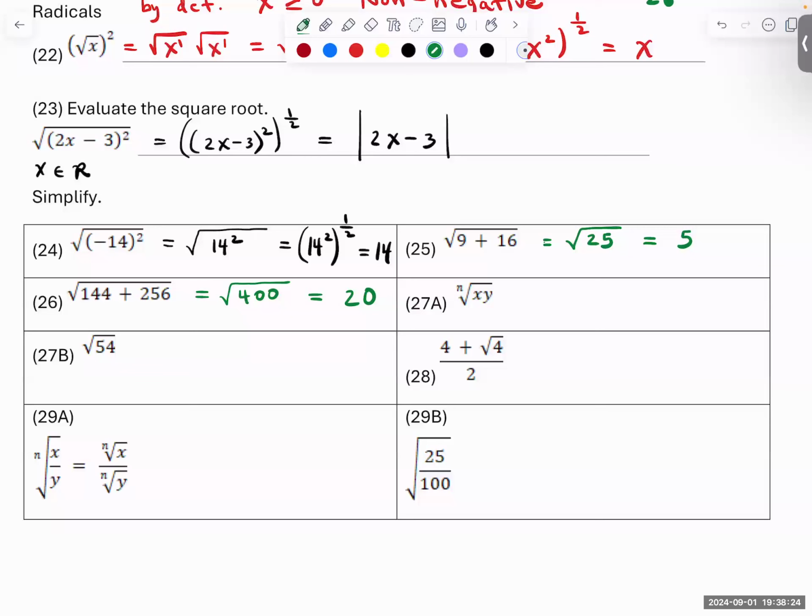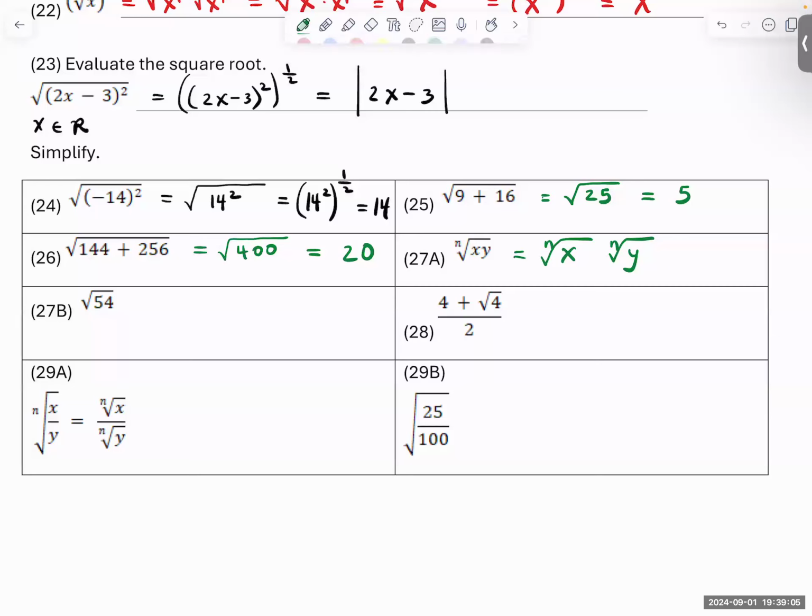27a is a rule of radicals. It's the nth root of a product is equal to the nth root of x times the nth root of y. We have to pay attention to the index, or the root. If the root is even, like 2 for a square root, then the radicand must be non-negative. But if the index is odd, like 3, then the radicand can be any real number, negative or positive, or 0.